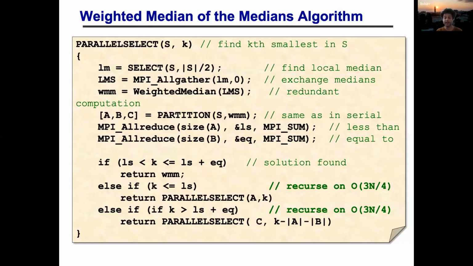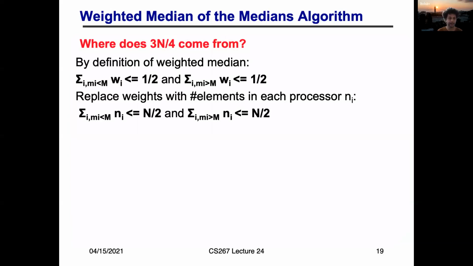All right, so where do we get 3n over 4? It's basically by definition of weighted median, right? Remember, the weights up to the ith index sum up to 1 over 2. Now, I am replacing weights with the number of elements in each processor. So the way I'm using weights here is that after the initial iteration, every processor will have a list of entries, but those list cardinalities will be different depending on how many elements have been discarded in previous iterations. And what I'm saying is, if I have a list that is small, then its contribution to the weighted median of medians is smaller.